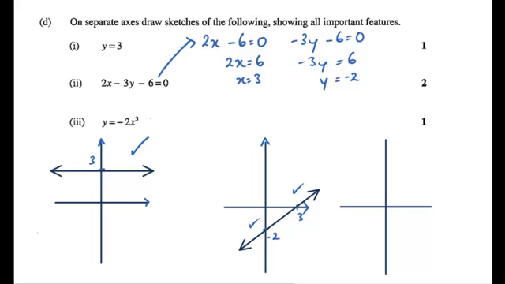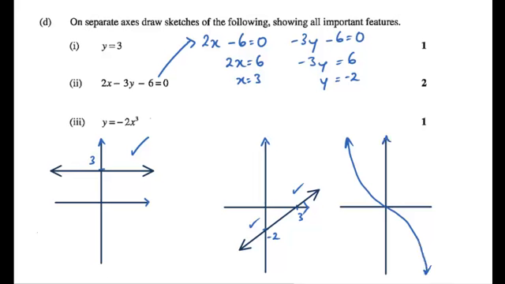And the last one is a cubic curve, remembering that the negative means it's flipped around, and the 2 means it's narrower than an x cubed. So we should know that x cubed looks like this, therefore flipping it around with the negative means it will be looking like this.